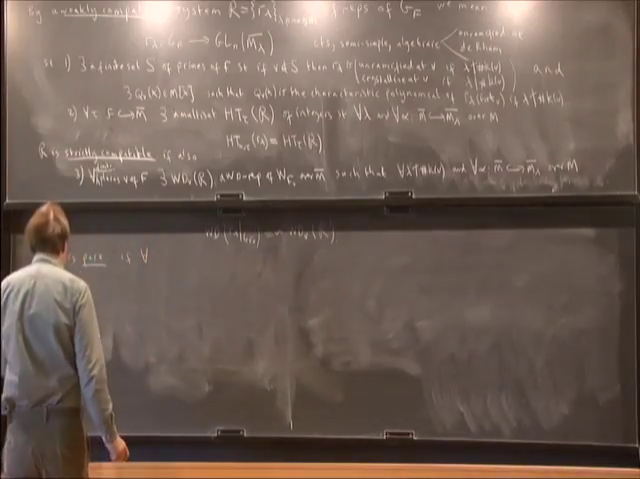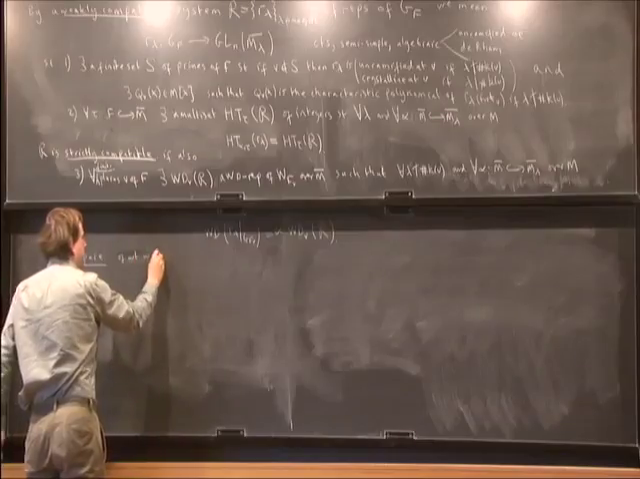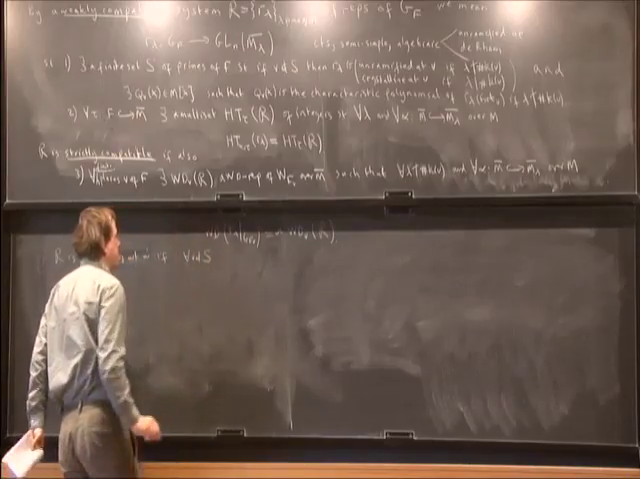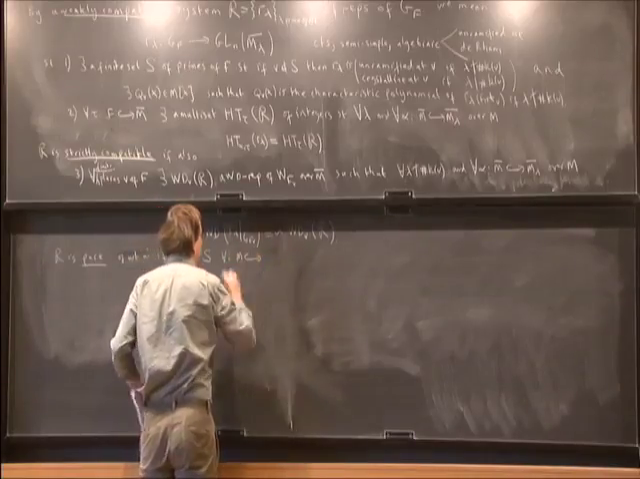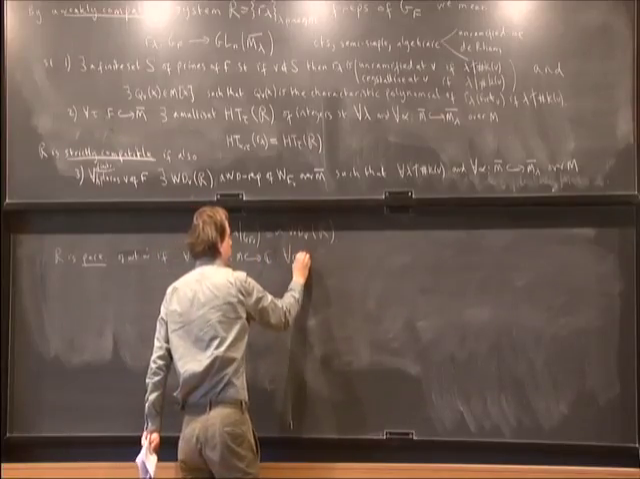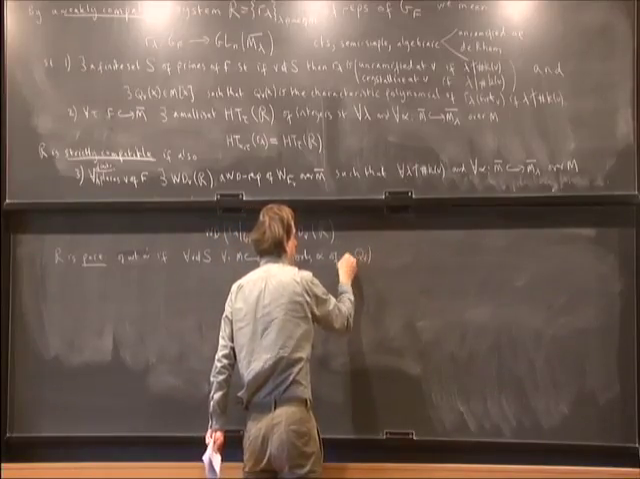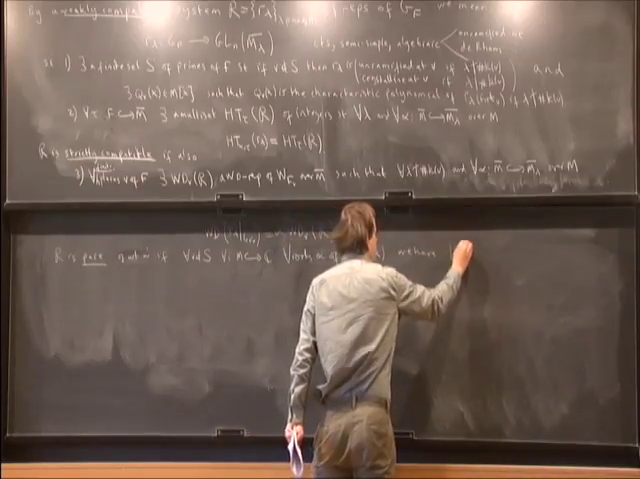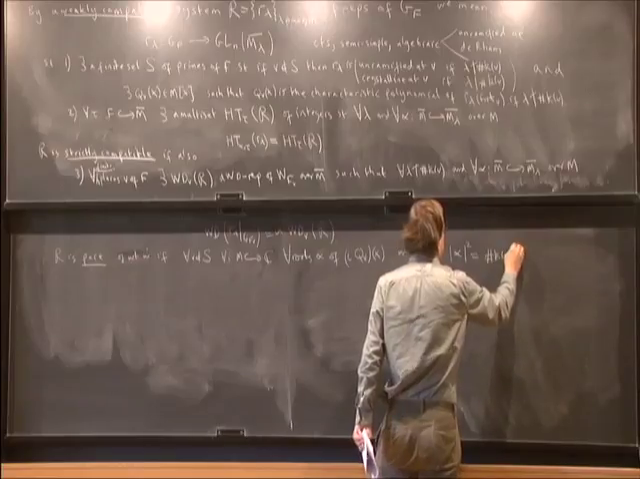Okay, where have I got to? It is pure of some weight W if the usual thing is true: for all good primes and all embeddings M into C and all roots alpha of the image under this embedding of the characteristic polynomial of Frobenius, we have the absolute value of this root is the order of the residue field to the W.